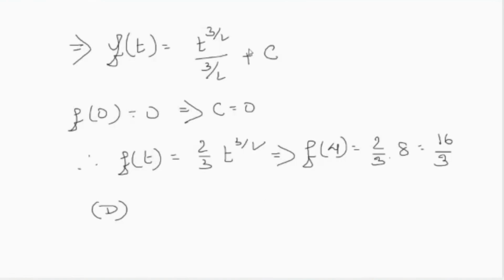So we just integrate and obtain ft is equal to t to the power 3 by 2 by 3 by 2 plus c. And using the fact that f0 is equal to 0, we obtain c is equal to 0. So ft is 2/3 of t to the power 3 by 2. And f4 is 2/3 into 8, which is 16 by 3. And thus our option is option D.